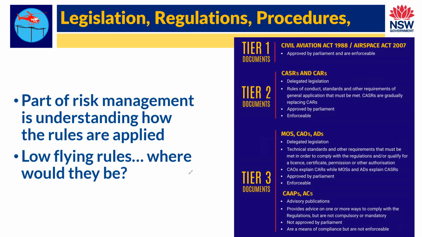Tier 2, the standards. Yes, exactly right. So it'll be in the regulations, so CASRs, and then in the manual of standards. So it'll be tier 3. So the CASRs will tell you, yes, you must fly in accordance with the rules, and the rules state you cannot fly lower than this particular altitude, which we'll talk about next. And the manual of standards will expand upon that and explain the intricacies of that.